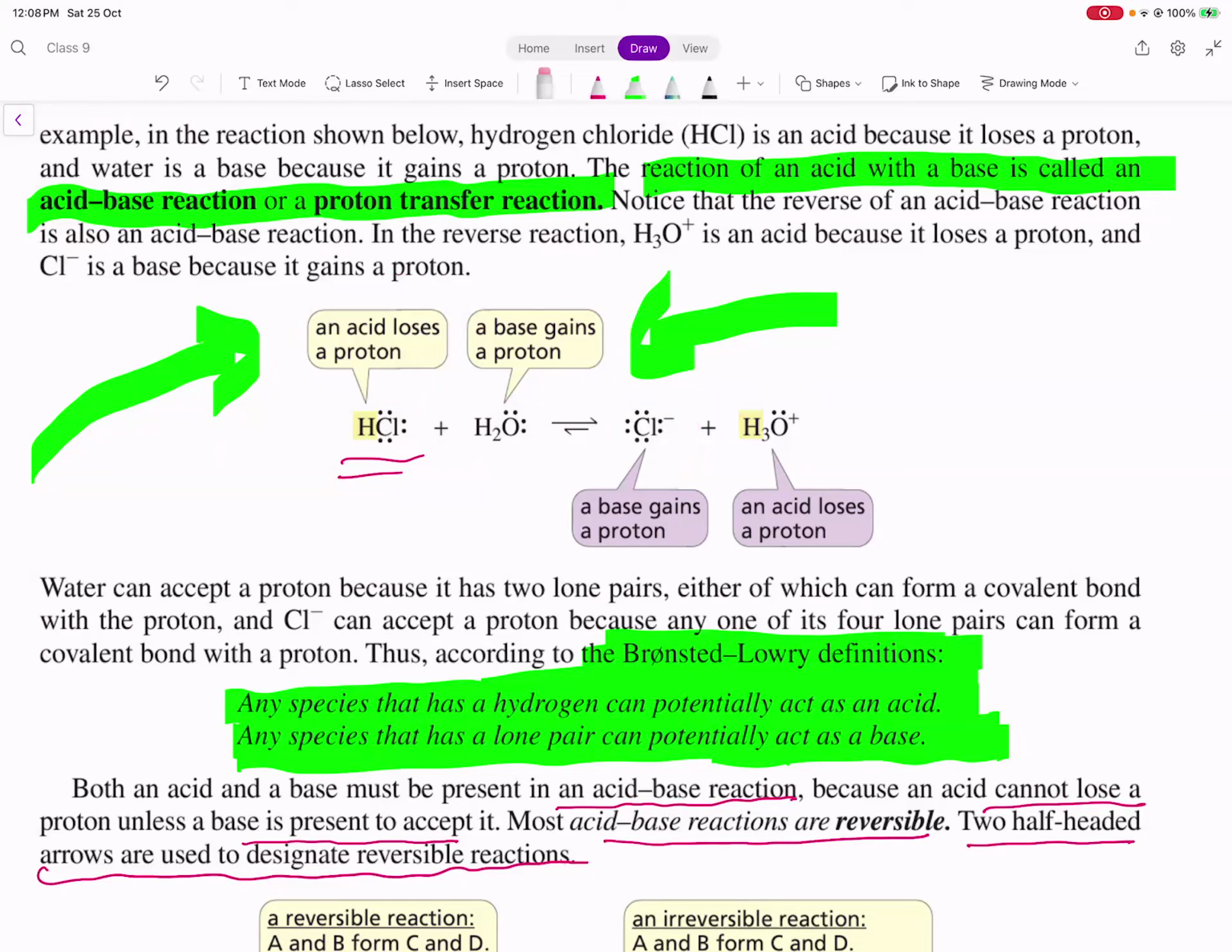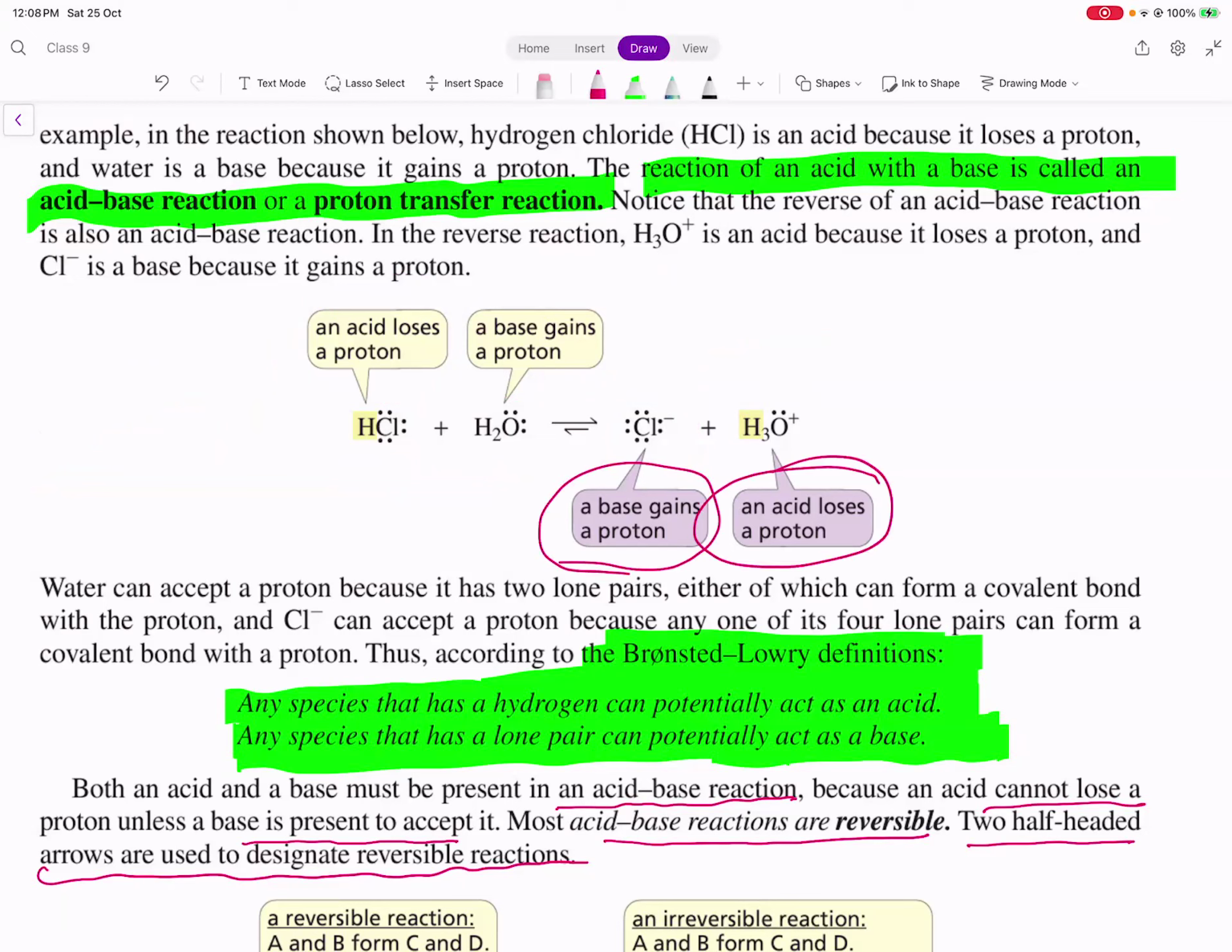On the reverse side, we can see that Cl minus is a base and H3O plus is an acid. So what is happening here? Cl minus is going to gain the proton, and when Cl minus gains the proton, it becomes HCl. When H3O plus acts as an acid, it loses a proton and becomes H2O. So from the reverse reaction side also we can see this, right?